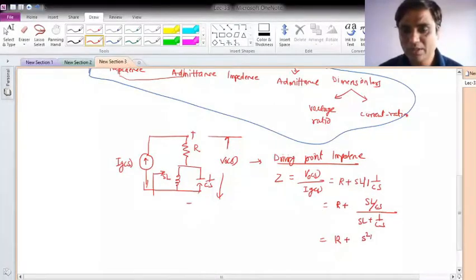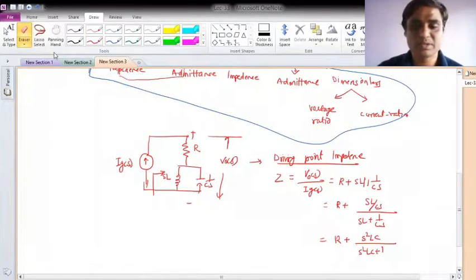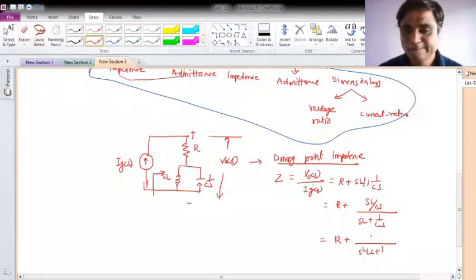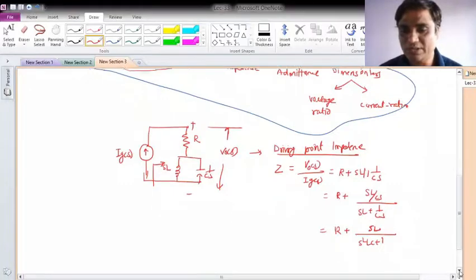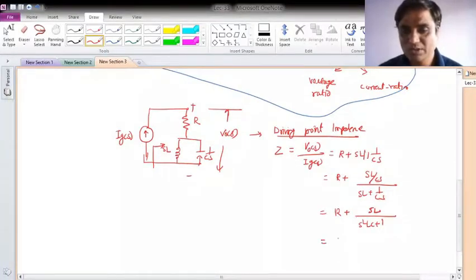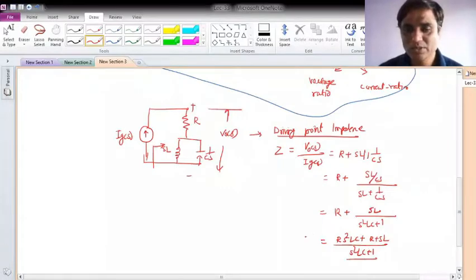S square LC divided by S square LC plus 1. Not S square LC, but basically it is SL, because this Cs and this Cs will get vanished. So the resultant will be R S square LC plus R plus SL over S square LC plus 1. This way you can compute the driving point impedance.